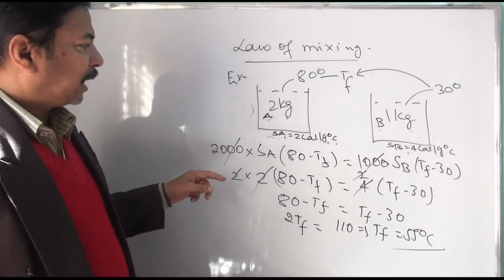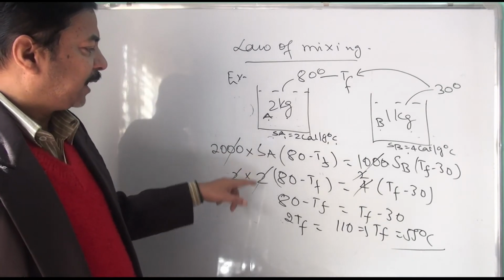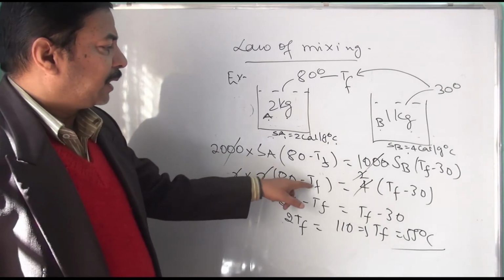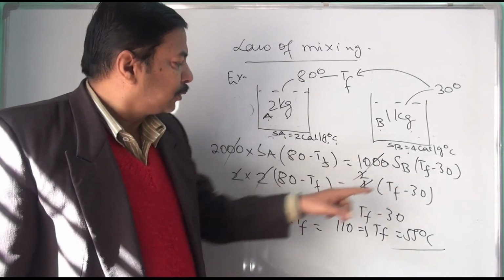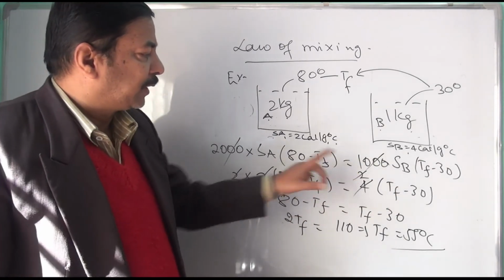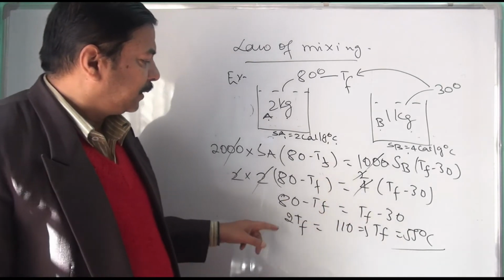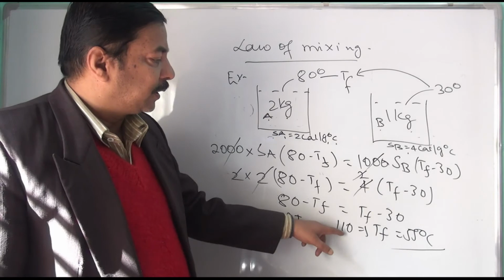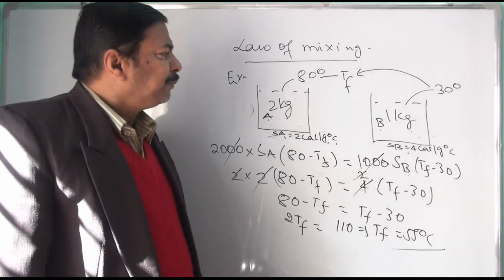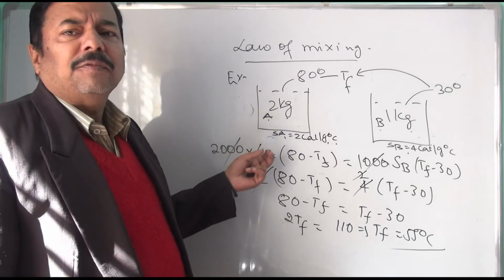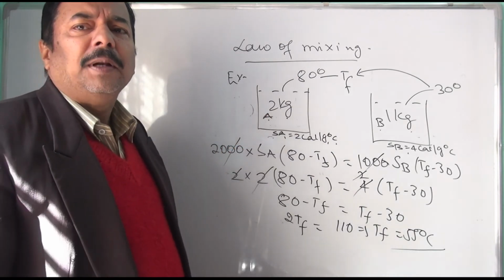If we do the calculation, the zeros will cancel, 2 will be left, SA is your 2 and 80 minus T final, here SB is your 4, T final minus 30. So 2 twos are 4 and this 4 will cancel, and 80 minus T final equals T final minus 30, so 2 T final equals 110, so T final equals 55 degrees centigrade. In this way we can understand that in the law of mixing we can create this type of situation and find the equilibrium temperature.